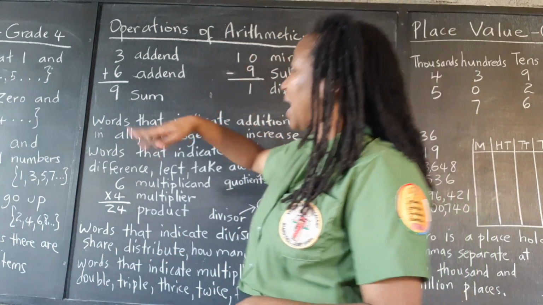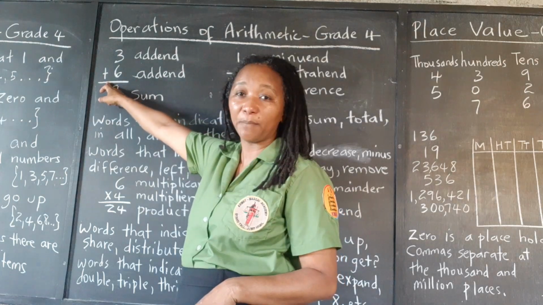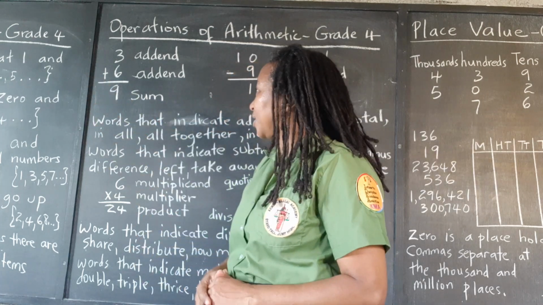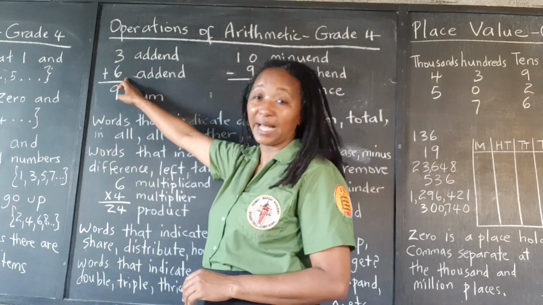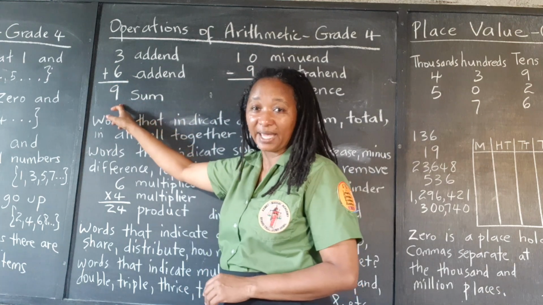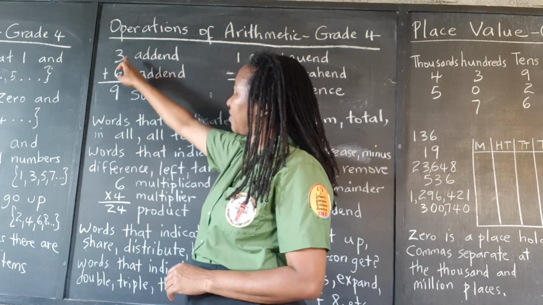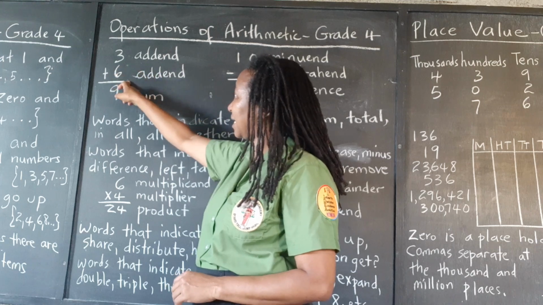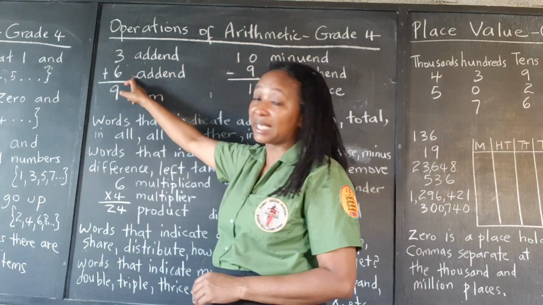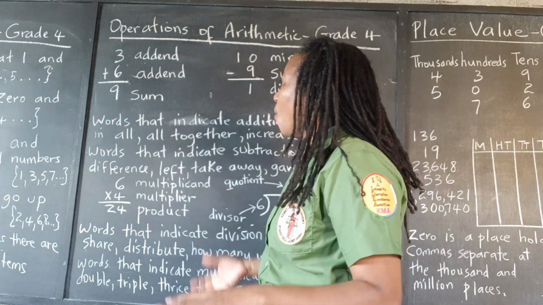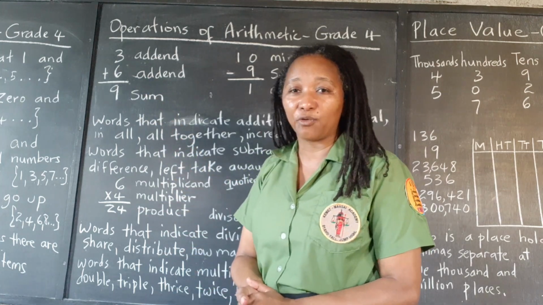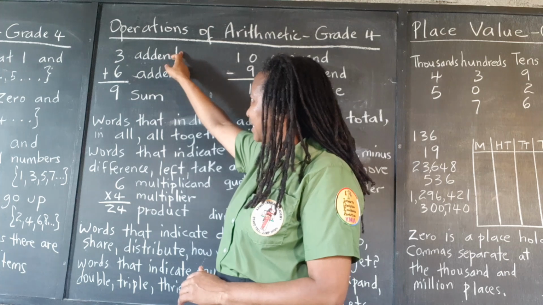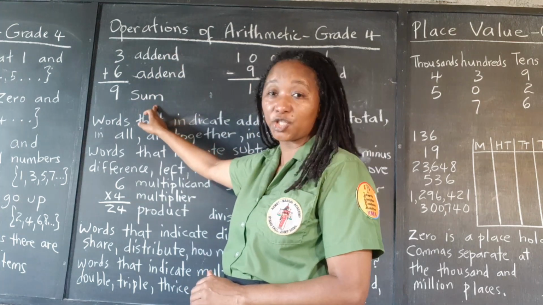So let's go. When we're adding two numbers, this is the symbol for adding, right? When we're adding two numbers, so let's say we're adding 3 and 6, and the result is 9. So we call each of these terms the addend. So 3 plus 6, 3 is an addend, 6 is also an addend. When we add them together, the result is called the sum. So addend plus addend gives sum.